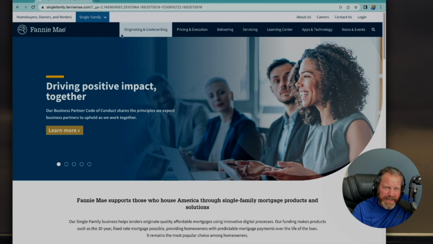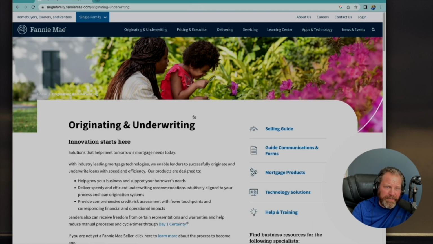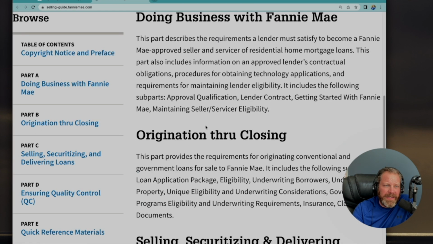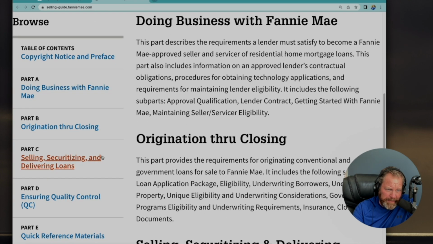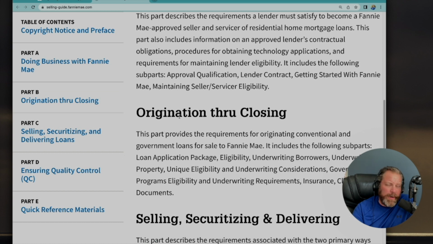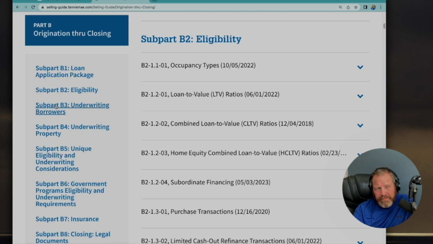So if you look at the screen, the appraisal takes place during the origination phase. So we're going to click on origination and underwriting. And from there, I'm going to click the selling guide. You see right here over on the right-hand side, there is an option that says selling guide. We want the selling guide, so I'm going to click on that. And the selling guide, you see, has a table of contents, Part A, Part B, Part C, Part D, Part E. We want Part B because Part B deals with origination through closing. And again, the appraisal is part of the origination process as far as the underwriter, the lender goes.